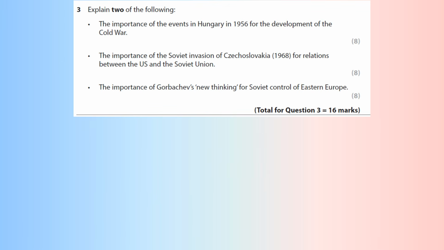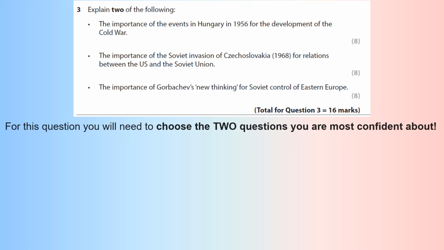This is what question 3 will look like in the exam. You can see there are 3 bullet points and each one is an 8-mark question. But because you're answering 2 of these, the total for question 3 will be 16 marks. For this question, you'll need to choose the 2 questions that you are most confident about.